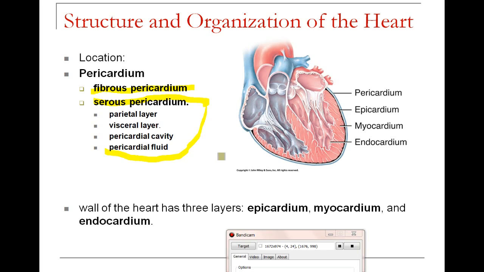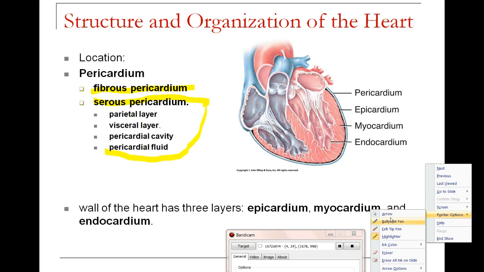The pericardial fluid is going to reduce the friction so you don't feel your heart beating in your chest. So the serous pericardium has two layers, a parietal layer and a visceral layer. There's a space in between those two, which is called the pericardial cavity, and in that cavity is where we have the fluid. So we can review this.